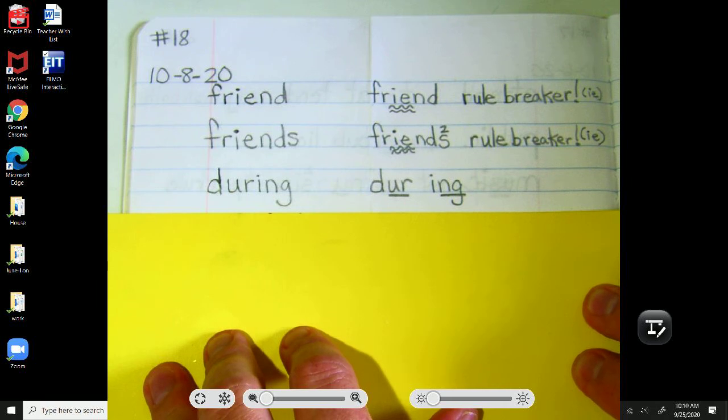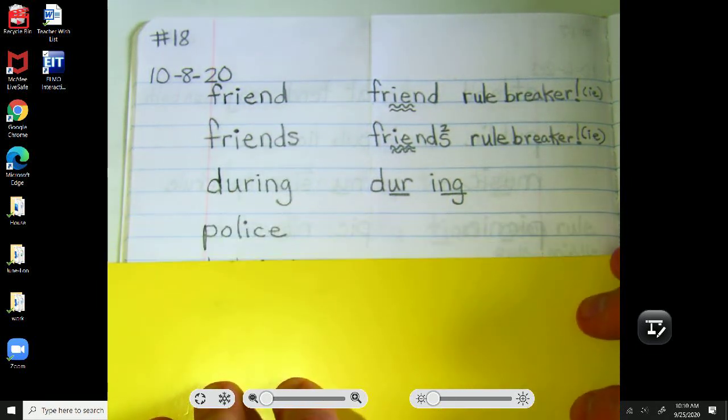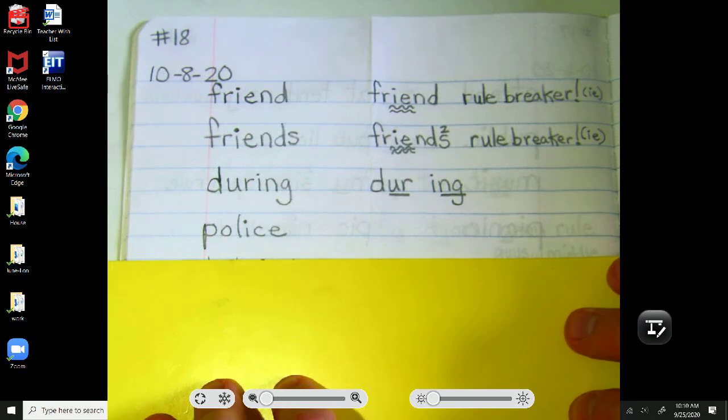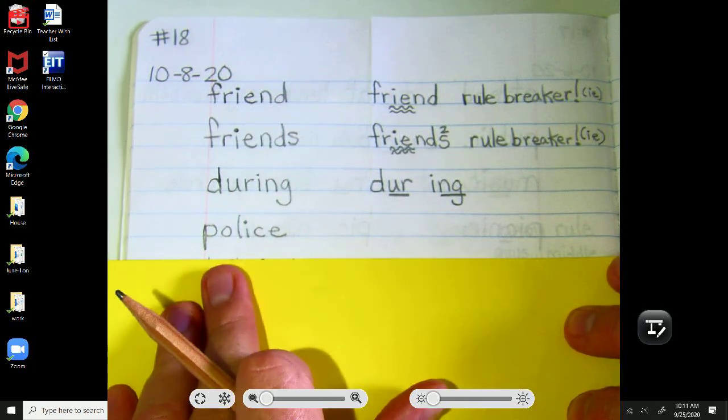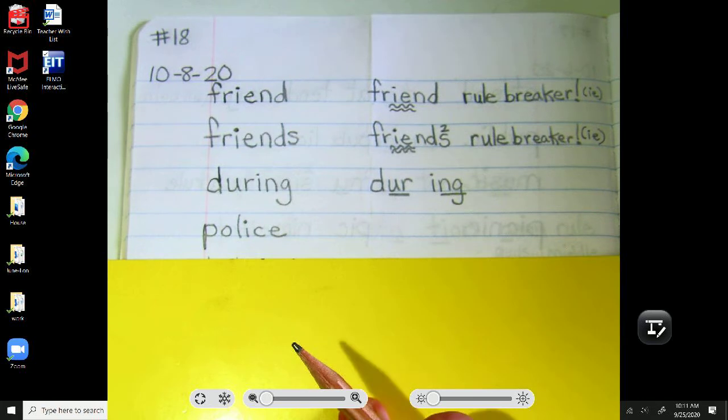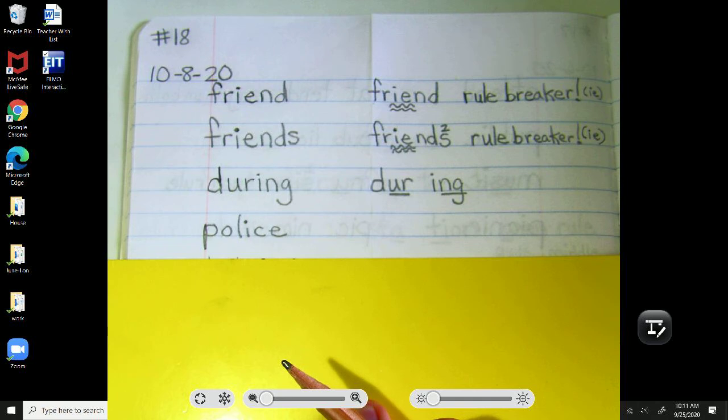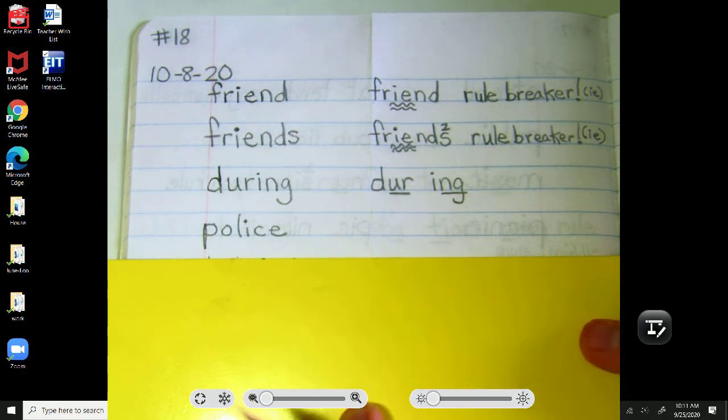Our last required word. Police. The police dog was honored for his service at the retirement party. Police. Scholars, beautifully write police and then pause and analyze police. Be careful. Two rules. All right, let's see how you did.